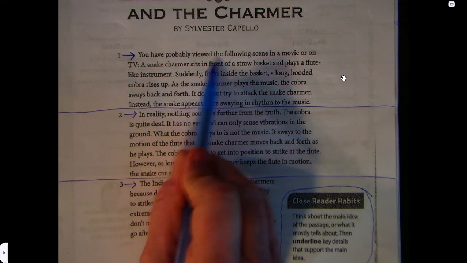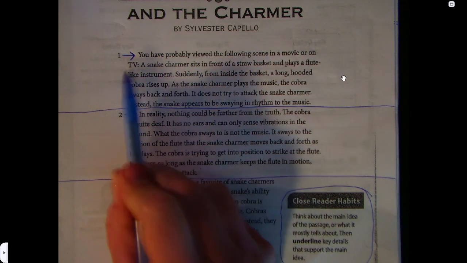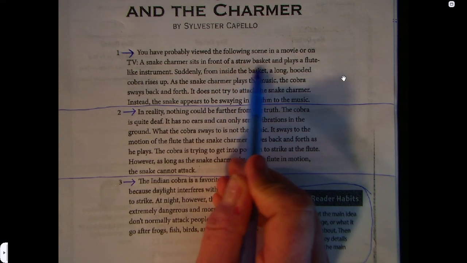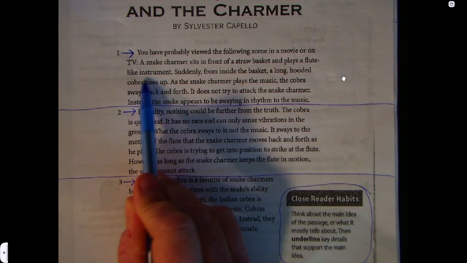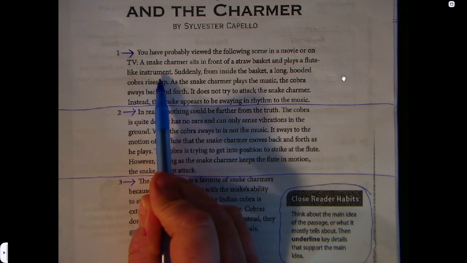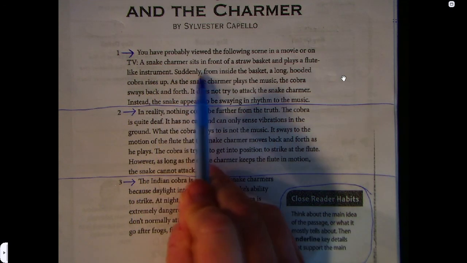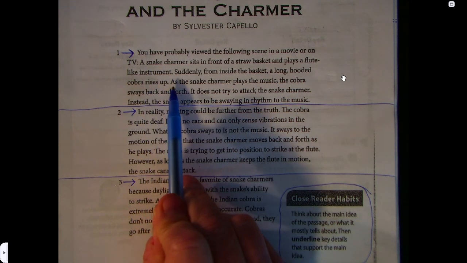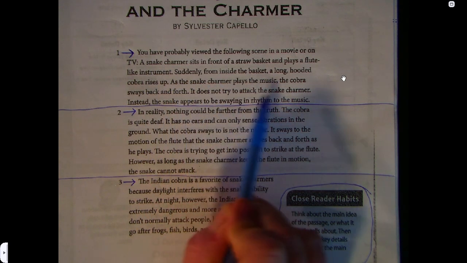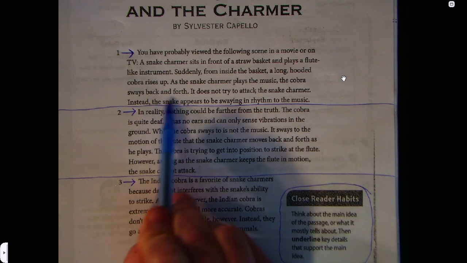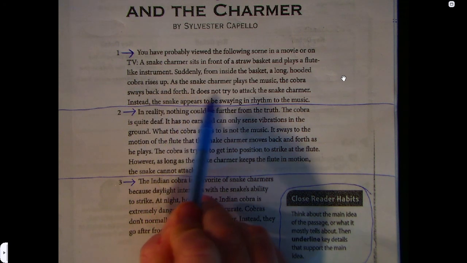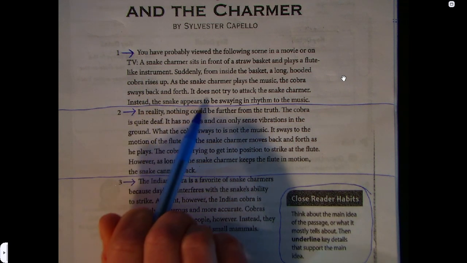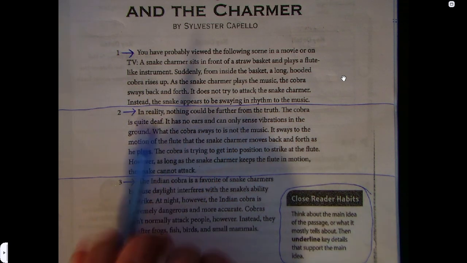You have probably viewed the following scene in a movie or on TV. A snake charmer sits in front of a straw basket and plays a flute-like instrument. That reminds me of that picture up above. Suddenly, from inside the basket, a long hooded cobra rises up. As the snake charmer plays the music, the cobra sways back and forth. It does not try to attack the snake charmer. Instead, the snake appears to be swaying in rhythm to the music.